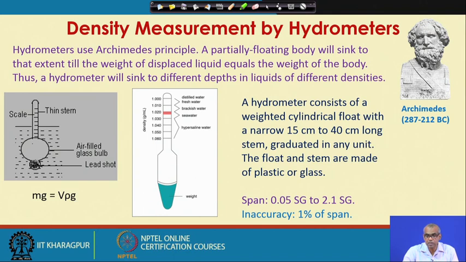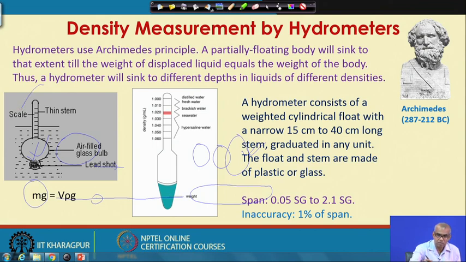Let us now talk about density measurement by hydrometers. Hydrometers use Archimedes principle. Archimedes principle also we are familiar with from our school days. A partially floating body will sink to that extent till the weight of displaced liquid equals the weight of the body. Thus, a hydrometer will sink to different depths in liquids of different densities.